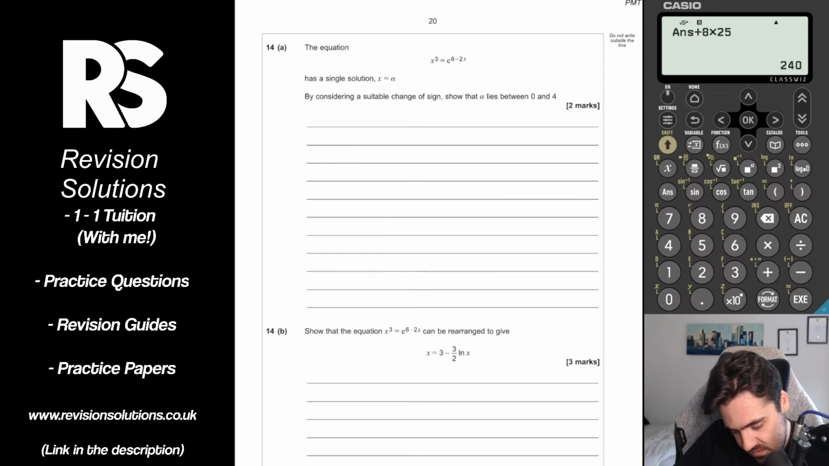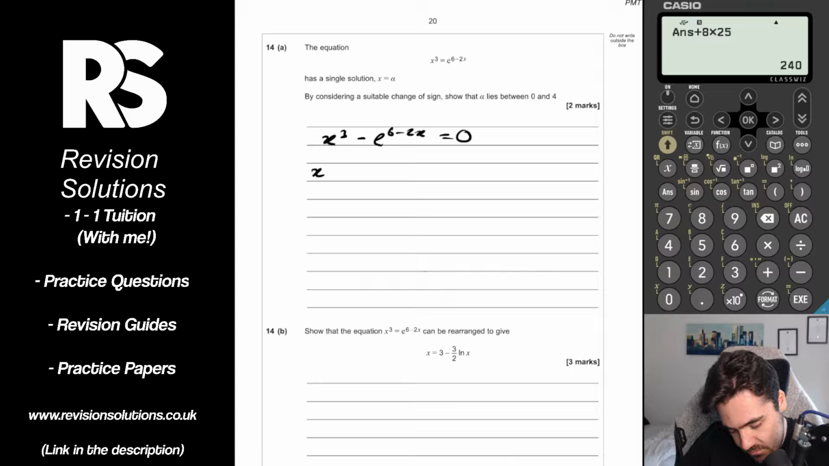Moving on to question 14, it says the equation x cubed equals e to the power of 6 minus 2x has a single solution x equals alpha. By considering a suitable change of sign, show that alpha lies between 0 and 4. So the change of sign method was thinking about roots of equations, so when the y-coordinate's equal to 0. So we need to reimagine this by just bringing it all to one side. So we'd have x cubed minus e to the 6 minus 2x equals 0. And now rather than thinking about the intersection of these two lines, we can think about the roots of this line. And we can plug in 4 and 0 to see if we get a change of sign.